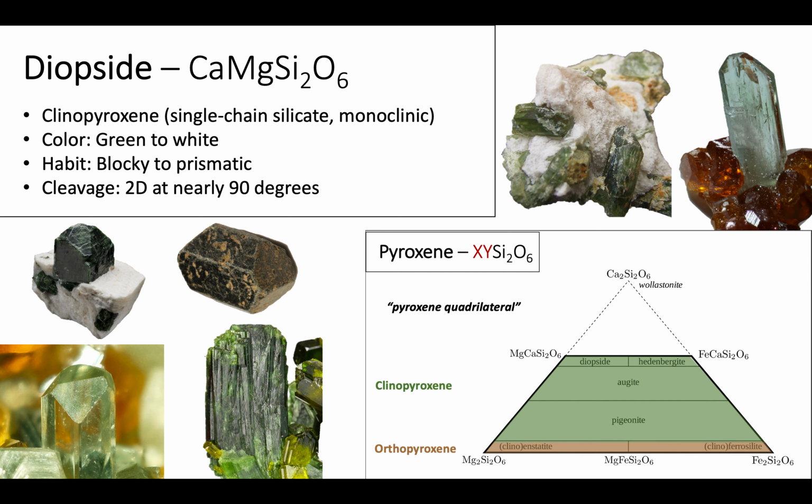And so the color of diopside is going to range from green to white, usually green to pale green. Like most pyroxenes, it's going to be pretty blocky to prismatic. It's going to have the usual pyroxene cleavage, 2 directions at nearly 90 degrees. You can see that nicely in this crystal here. So it follows all of the normal rules of pyroxene that we're used to, but now is showing up in a metamorphic rock.